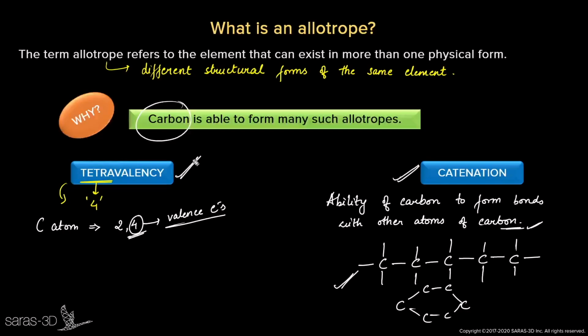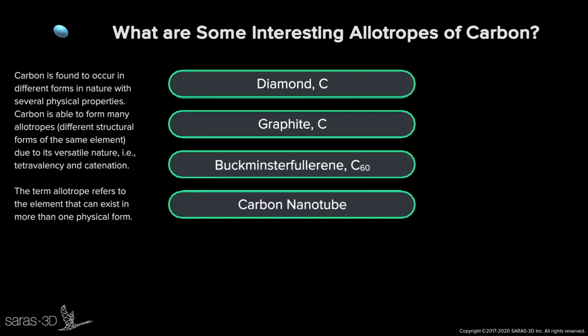So here we understood why carbon is able to form several allotropes. It is because of two unique properties, tetravalency as well as catenation. We have just briefly touched on these two properties, and we will study them in detail in our next video. Now, let us see some interesting allotropes of carbon. We have diamond, graphite, Buckminster fullerene, and carbon nanotube. In this video, we'll be taking up two of these allotropes, diamond and graphite.